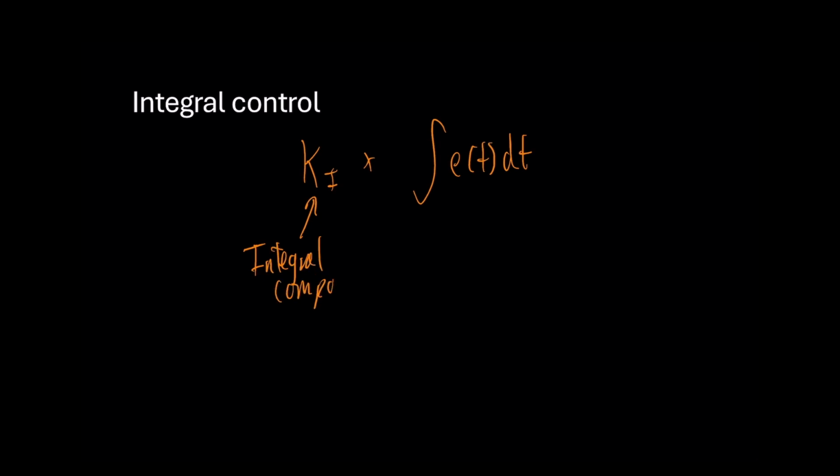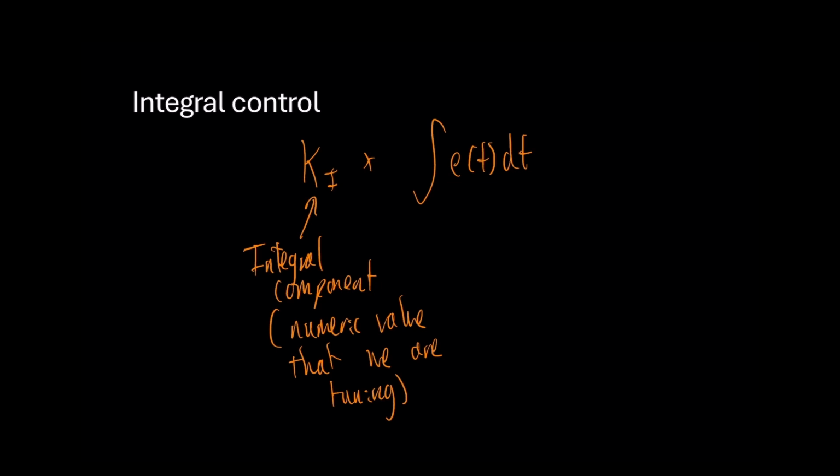Okay, so what is integral control? Well, it looks like this: Ki multiplied by the integral of error in time. So what is this? Ki is the integral component, or parameter, and this is the value we tune, a numeric value that we are tuning. Important to say numeric because it's just a value, like a decimal. Could be 2, could be 5, 0.1.